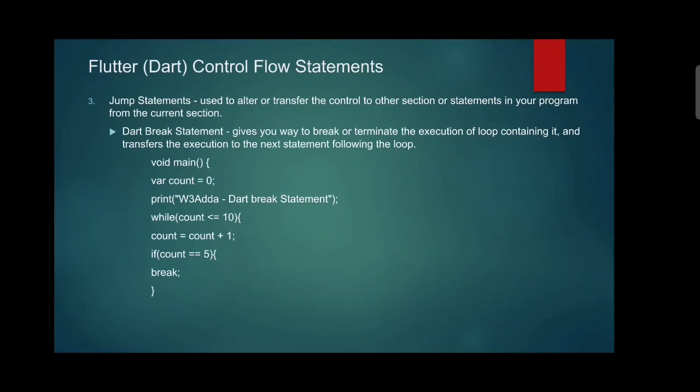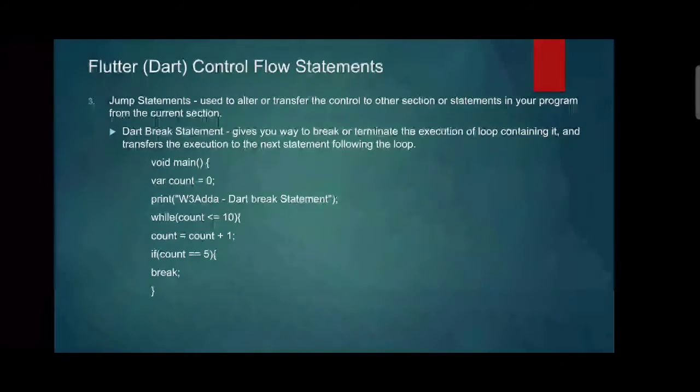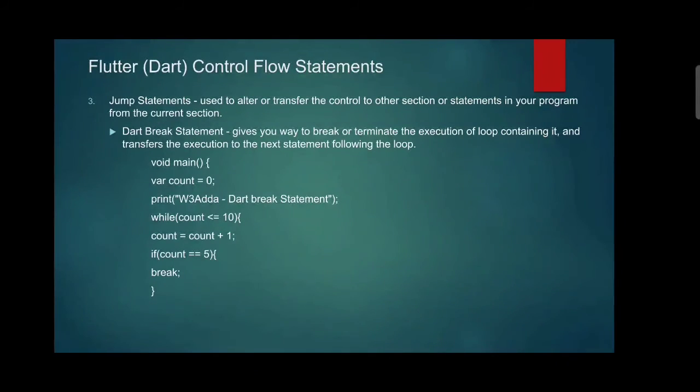Next, the jump statements, used to alter or transfer the control to another section or statement in your program from the current section. So we have here the break statement. It gives you a way to break or terminate the execution of the loop containing it and transfer the execution to the next statement following the loop.